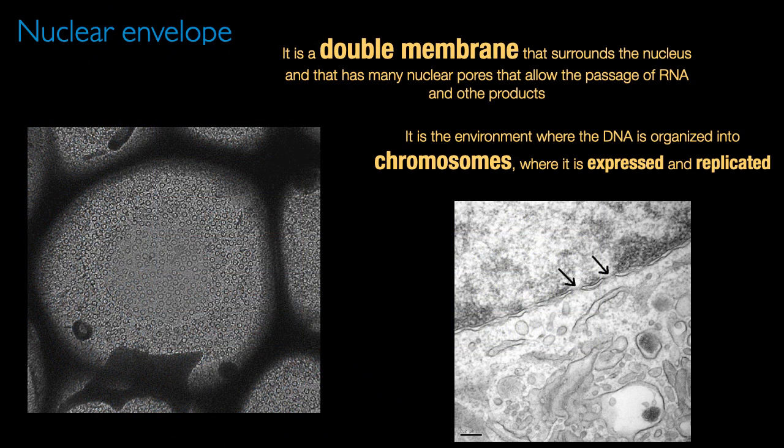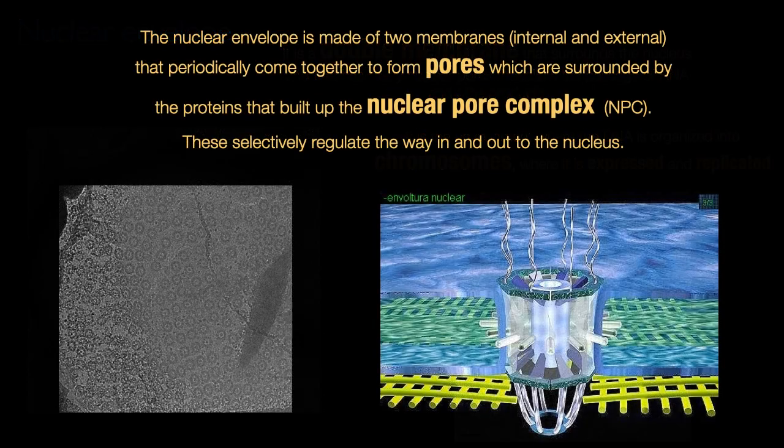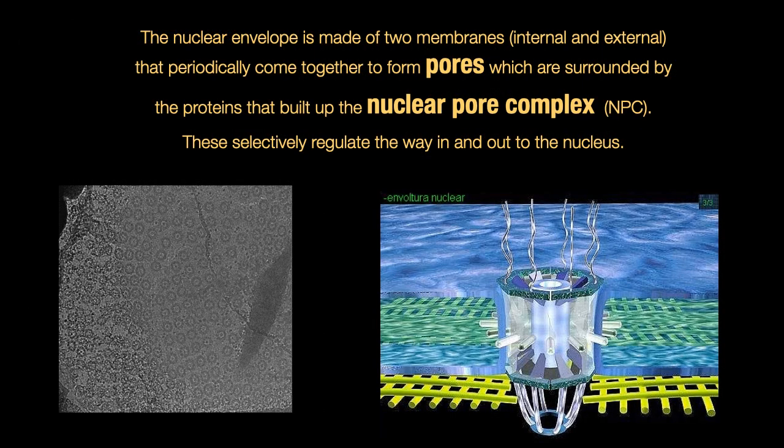Let's go now with the nuclear envelope. First, let's say that this is a double membrane with a space inside. It is full of nuclear pores, as you see in the left image, and these pores are the ones that control the passage of big molecules like RNA. So it has a very important control role. The nuclear pore is a complex structure made of different proteins, as you can see in the right image.